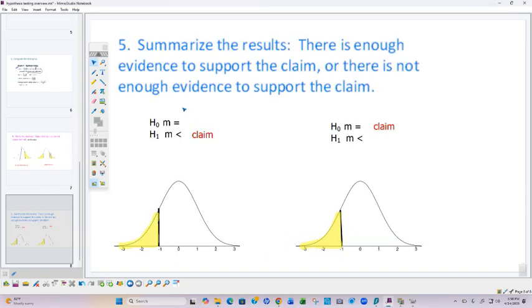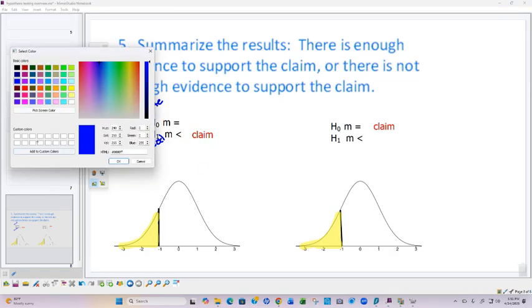Now, step 5. The claim can be the white or the shaded. So step 5 is always about the claim. Okay, always about the claim. So on this one, let's look at this one. If they claimed the shaded area, and this one says they claimed the white area, because remember the top one is white. That's the white area of the curve, okay? And the bottom one is the shaded. H sub 1 is always the shaded area of the curve, okay? So in this one, they claim the shaded.